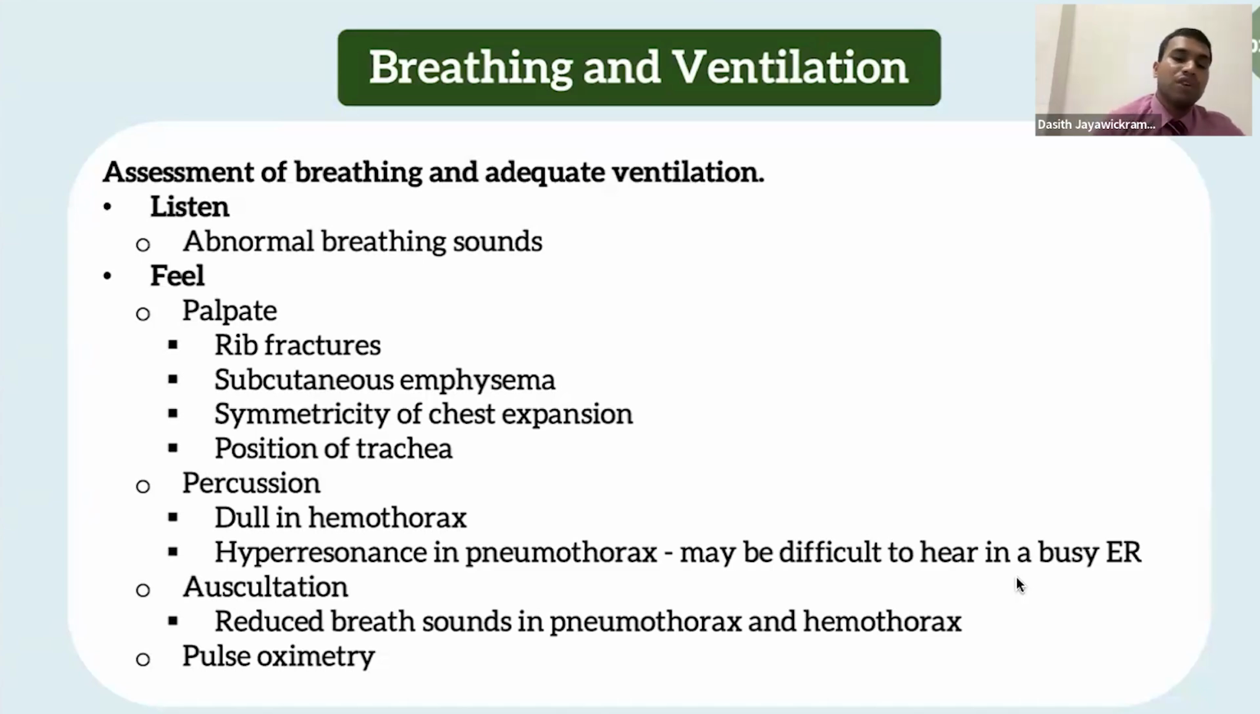Okay, and auscultation. We listen to both lungs, the air entry sounds on both sides of the lung, and they should be reduced in hemothorax or pneumothorax. And we can apply the pulse oximetry and check the patient's saturation. But pulse oximetry is not very reliable in patients with blood loss, because with anemia the reliability of the pulse oximetry is low. That you need to keep in your mind.